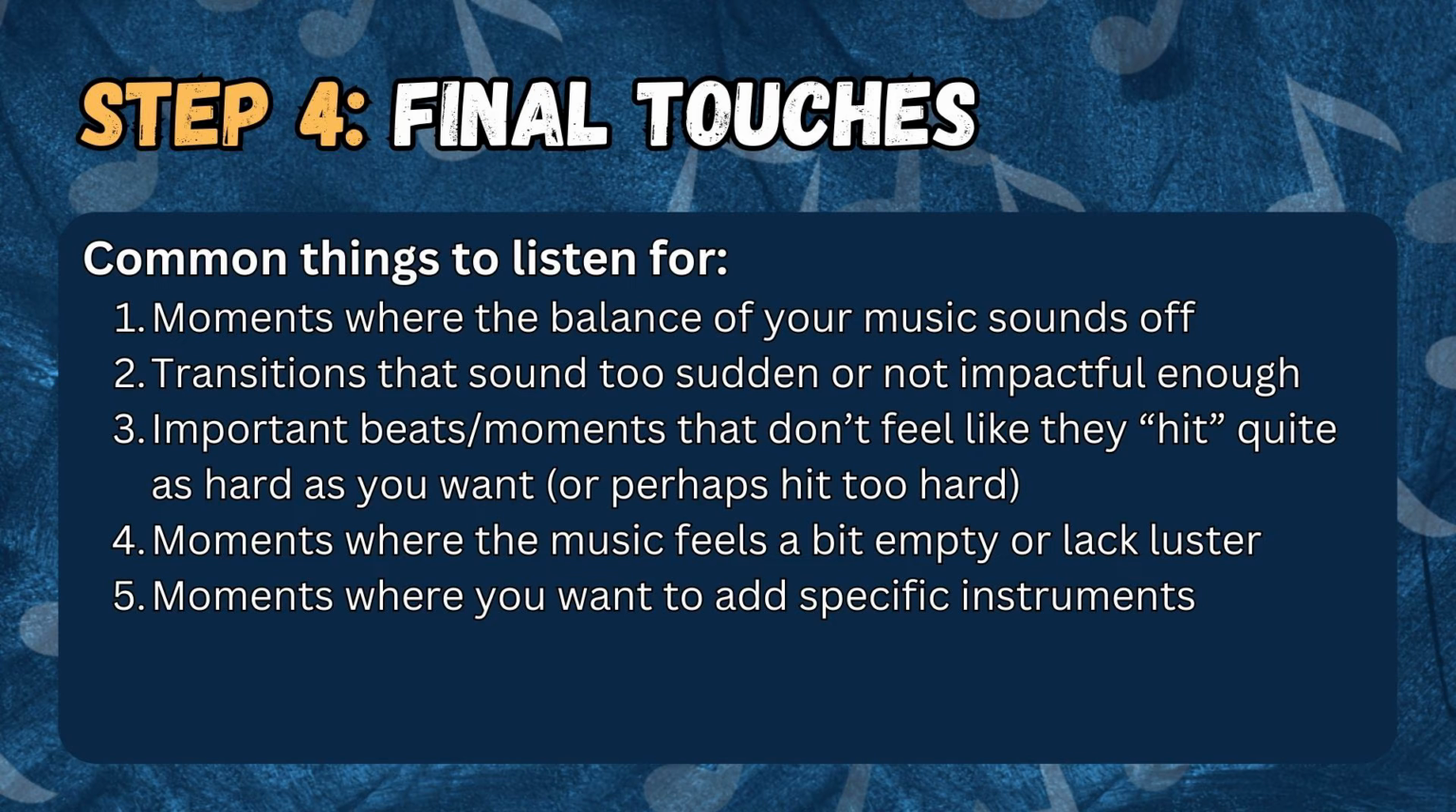Every piece is different and every composer's tastes are unique. But a few common things that you can listen for are: 1. Moments where the balance of your music sounds off. So maybe your chords sound too quiet or your melody too loud. 2. Transitions that sound too sudden or not impactful enough. 3. Any important moments or beats that don't feel like they hit quite as hard as you want. Or maybe they hit too much and you want them to be a little more subtle.